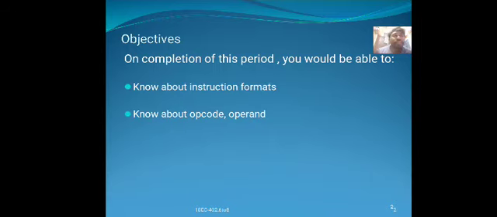The main objective: on completion of this class, you will be able to know the instruction formats and know about the opcode and operand.